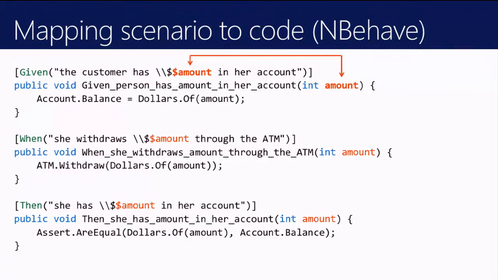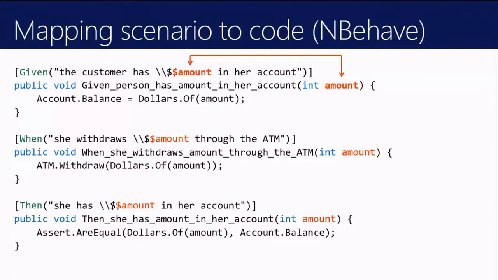This is a tool called nbehave. I mean, there's very little from the tool here. So what we have is a number of methods, and these map to the sentences that we had on the previous page, given the customer has a certain amount in her account. And as you can see, there's something in the attribute up there. I have $amount.